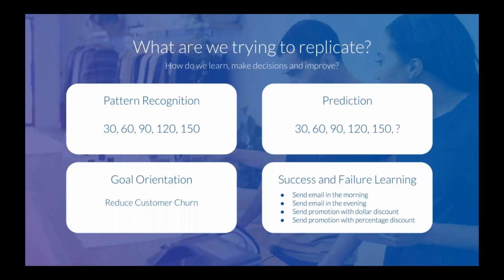Step two then becomes prediction. So if we can determine a pattern, we can then make a prediction on when the next likely purchase will happen. In this case, the next number must be 180.